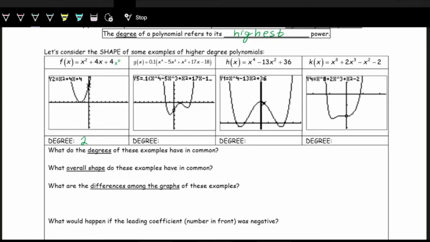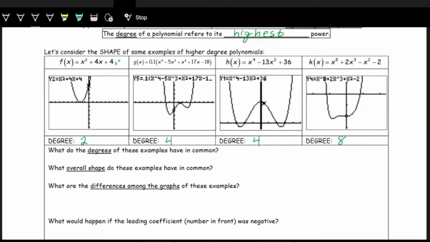And on the next one, we have it written slightly differently. You have a number factored out, but it's still a polynomial. It's all adding, subtracting, multiplying. And the highest exponent on x is 4, so that's the degree. On the next one, the degree again is 4 because that is the highest exponent on x. And then the last one, the degree is 8.